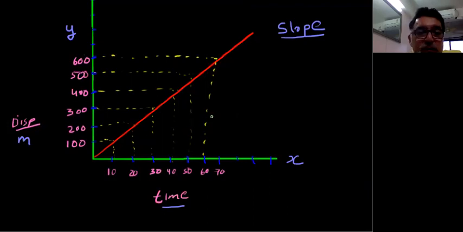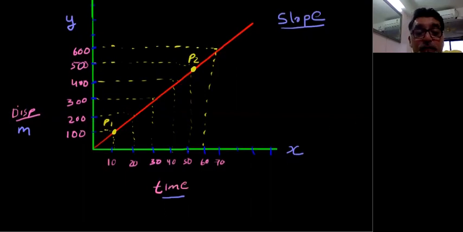Now, if you want to find the slope of a line, what we need to do is pick 2 points on the graph. Let's say this is point 1. This is point 1. And we'll take one more point, point 2, over here. We'll name this P1 and this P2. So we have 2 points P1 and P2 on the graph.